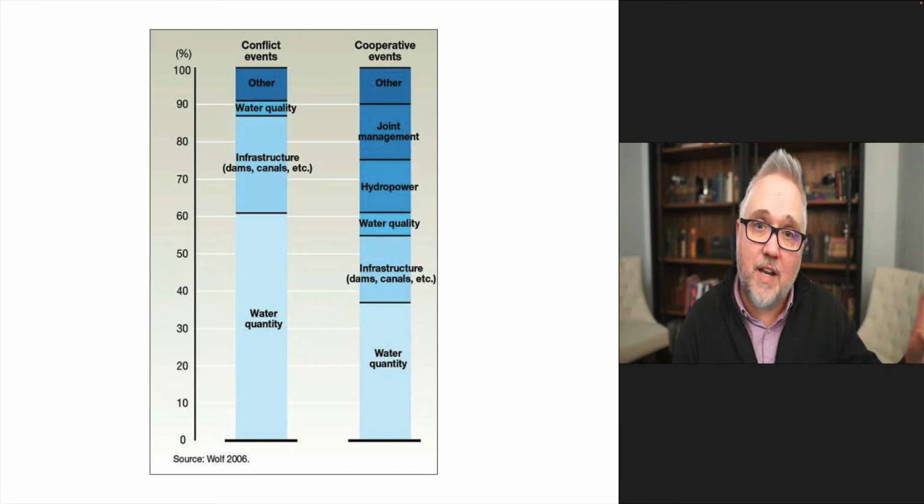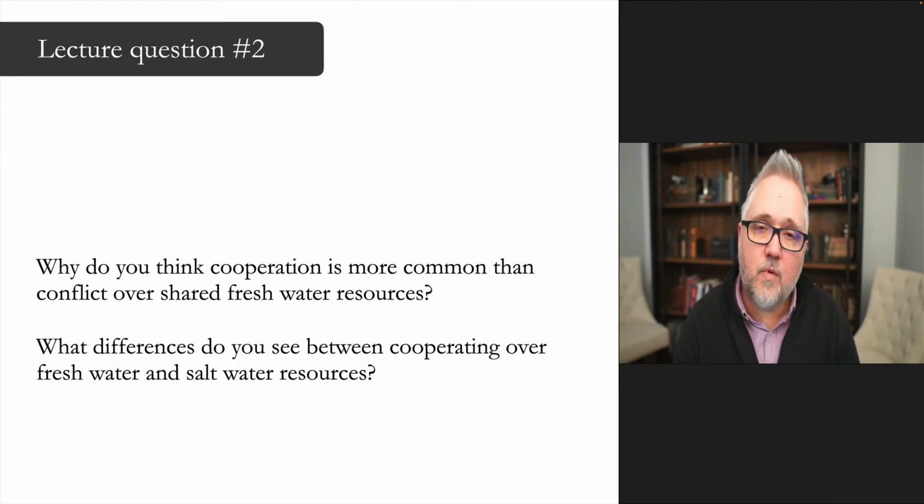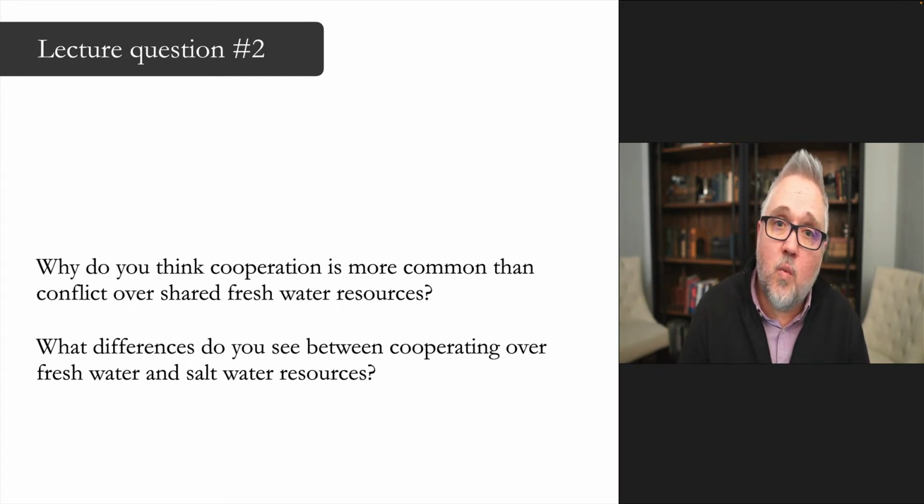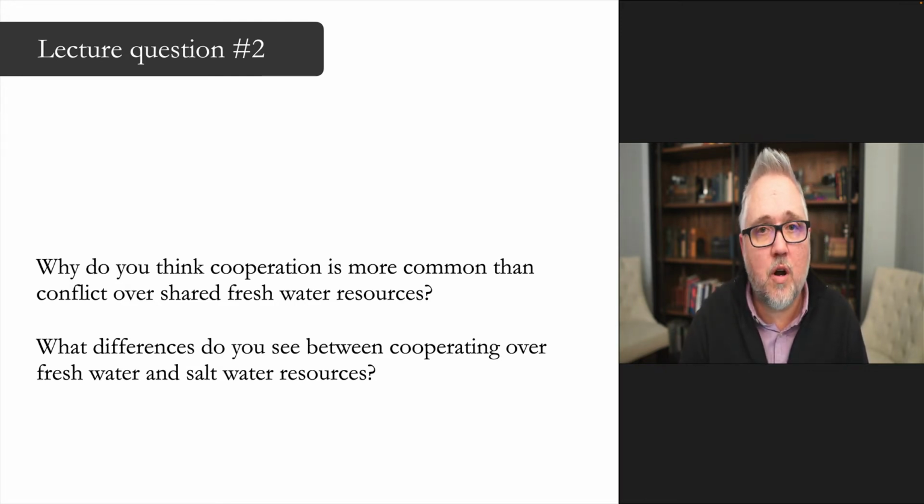So this is just another source that I thought I would highlight that references the connections to the sources of violence as well as the potential for cooperation. And so I'm interested to see why you think that cooperation is more common than conflict over shared water resources. And the fact that most of these water disputes or water cooperative agreements are about fresh water.